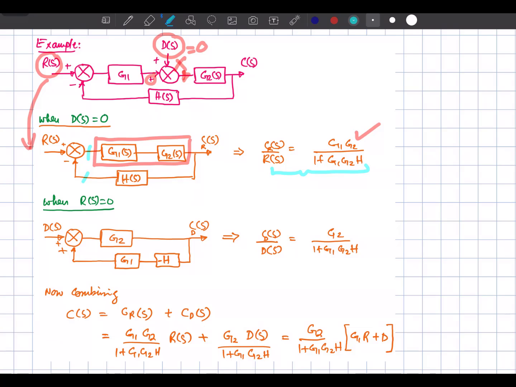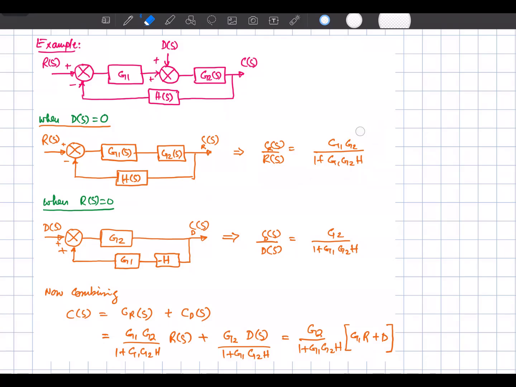And now the second case, when R(s) is equal to 0, means we are going to consider this one as 0, but we are going to consider the disturbance. So we are developing a transfer function between the disturbance and C(s), that is, what will be the impact of the disturbance over the output. So we will first of all draw the closed loop diagram for this one.